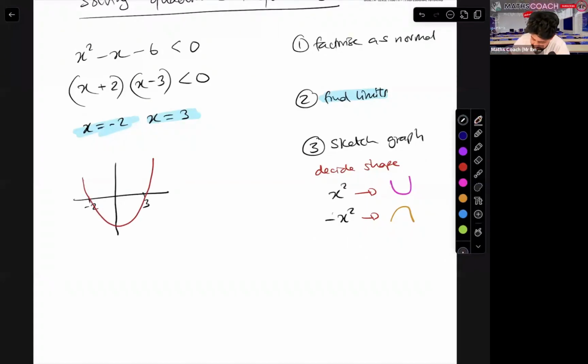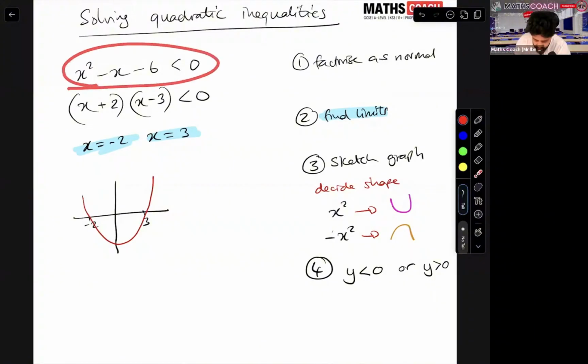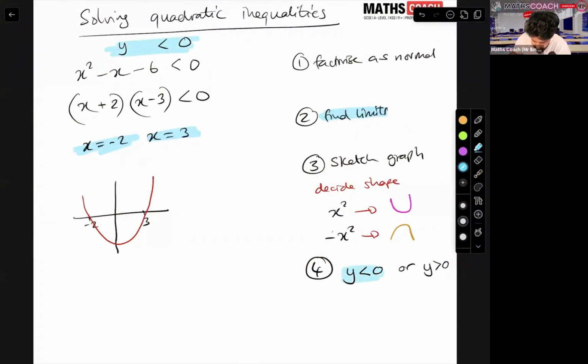That's number 3. Step number 4, after you've done that, you need to go back to the original thing and you're looking for where y is less than 0 or y is greater than 0. That's what you're looking for. You just go back up to the original thing up here, because any equation, x squared plus something, is equal to y. So here you have less than 0.